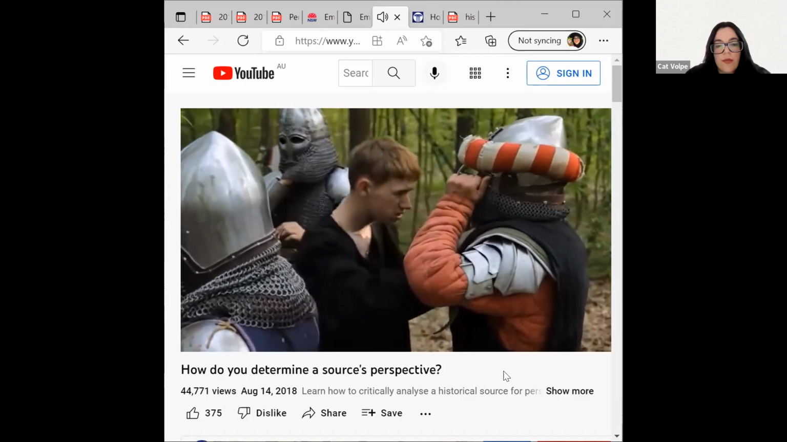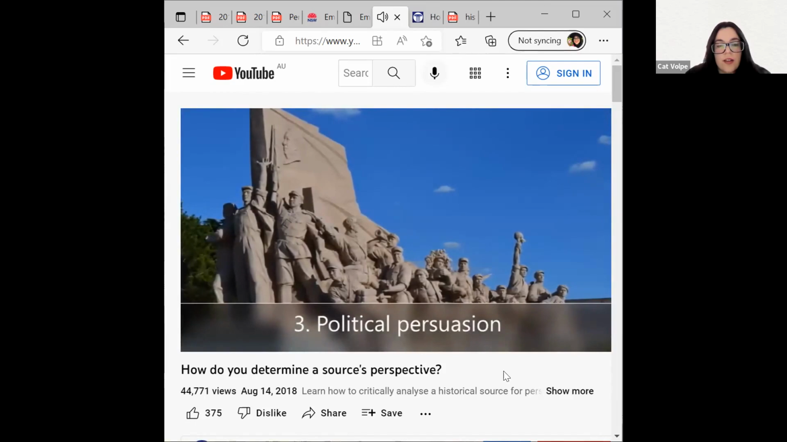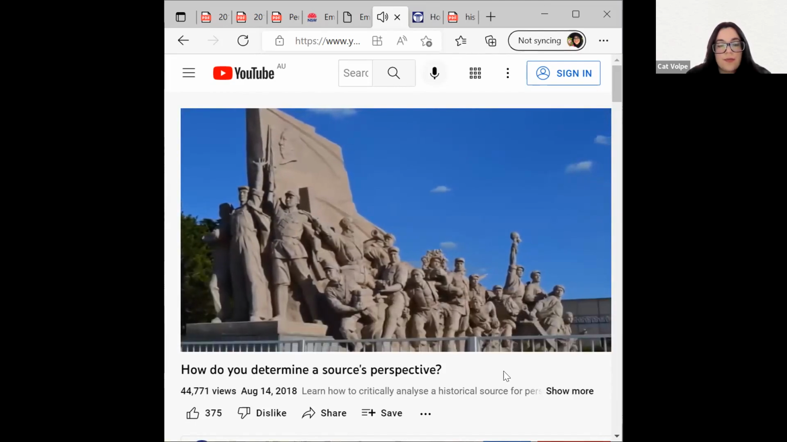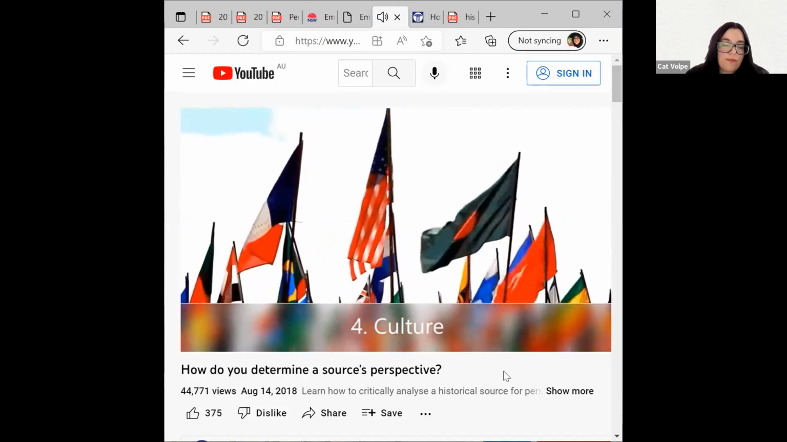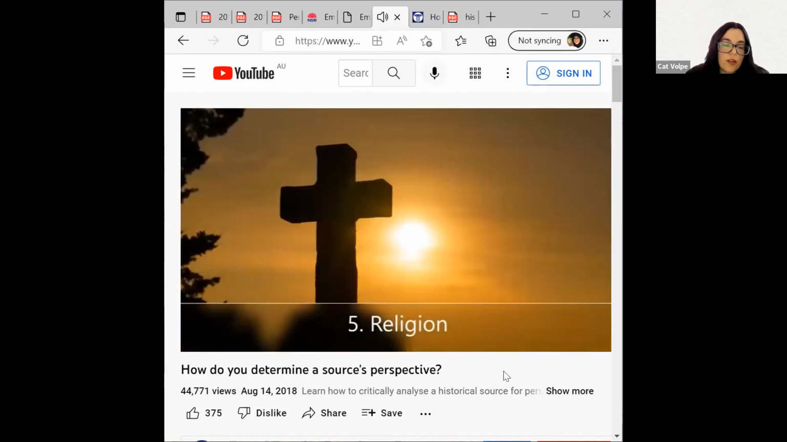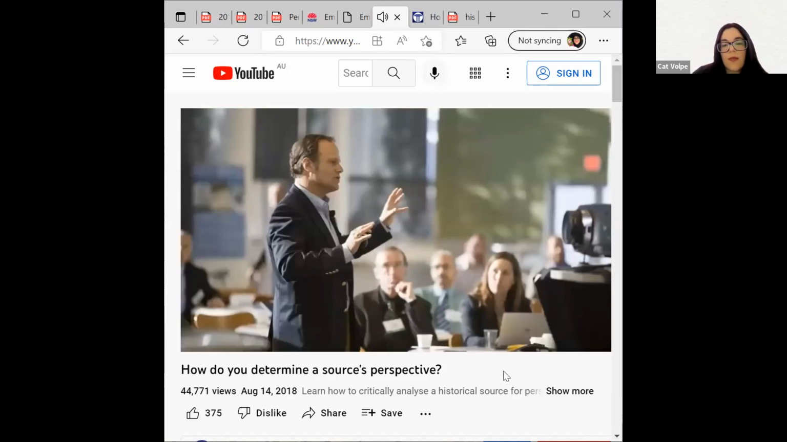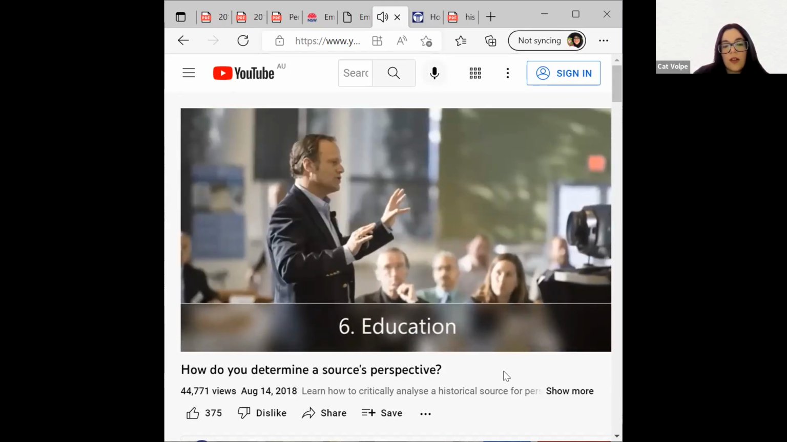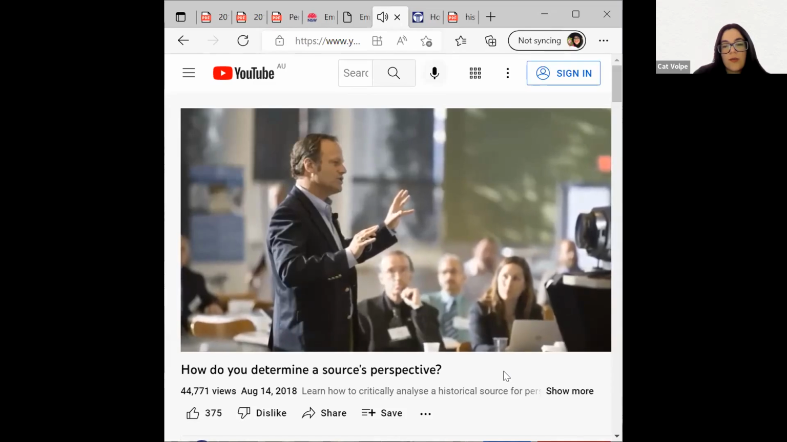You could also be looking for their particular political persuasion. So are they conservative, liberal, communist, for example? You could also be looking for a particular cultural background. Are they European or American, or come from a very specific cultural group? You're also looking for different religious beliefs, Christian, Muslim, etc. For example, a Christian warrior during the Crusades would see events quite differently to a Muslim warrior at the same battle or location. And finally, you could also be looking for the creator's educational background. For example, what university they work for, because they might have a particular worldview.